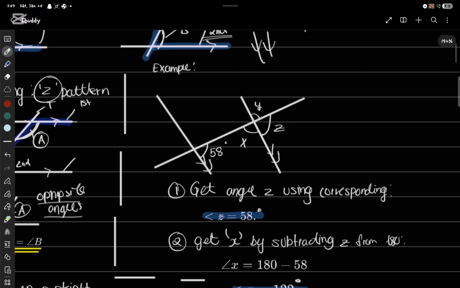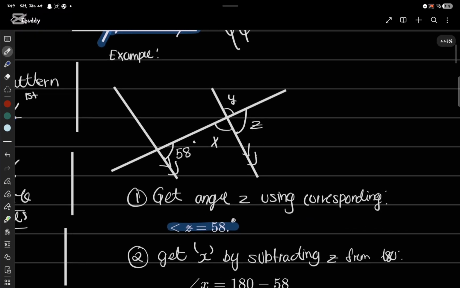This is an example that I already did for you. You're given this diagram, and you're asked to find angles Z, X, and Y. These are two parallel lines, of course. So the first thing you have to spot is that this is an F pattern.